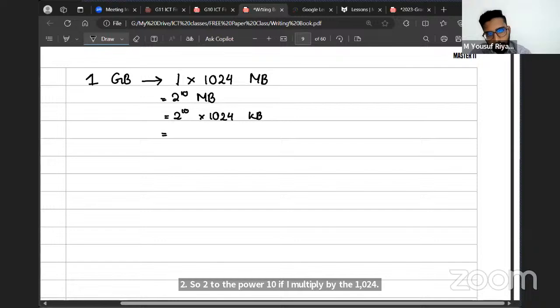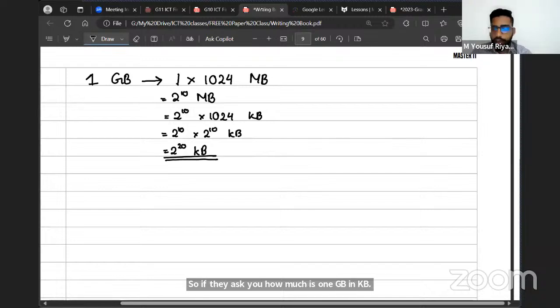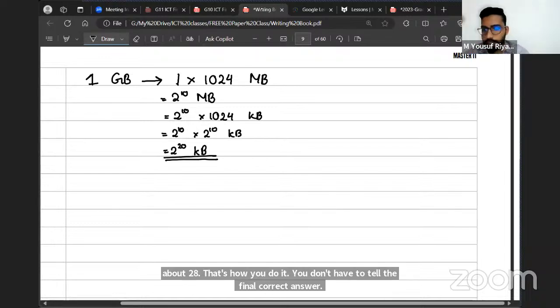So 2 to the power 10 into 2 to the power 10, because 1024 is 2 to the power 10. I can write the answer as 2 to the power 20 KB. So if they ask you how much is 1 GB in KB, it's 2 to the power 20 KB. That's how you do it. You don't have to give the final calculated answer. You can keep your answer in index form. Got it?